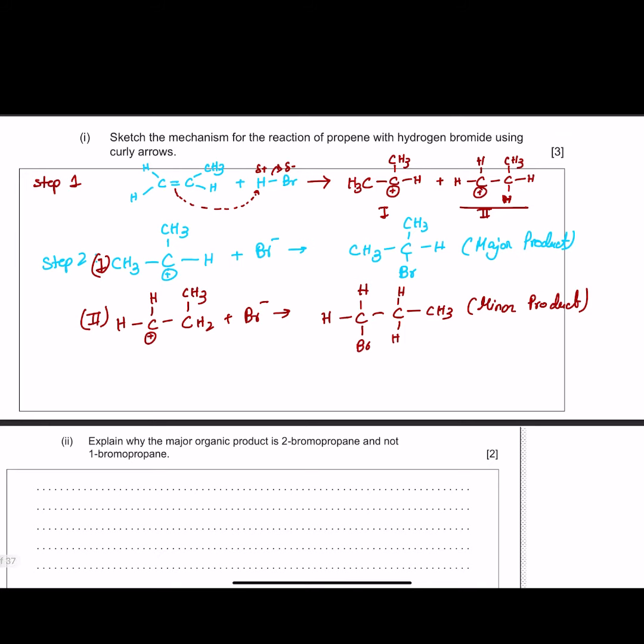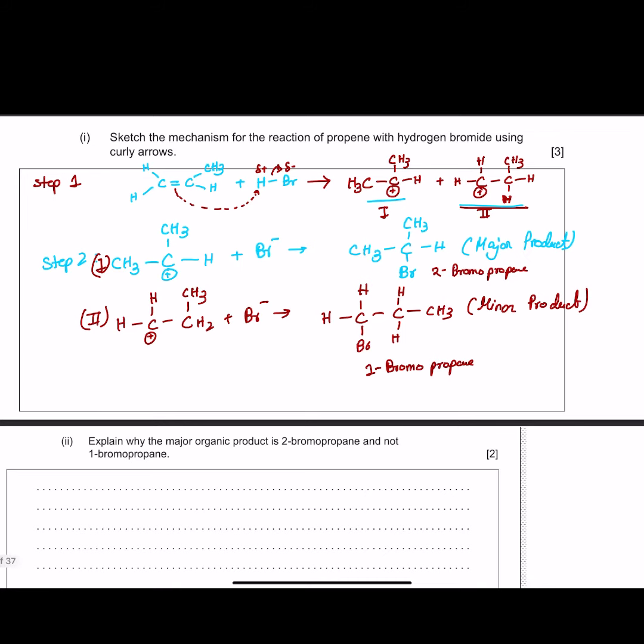Now in part 2, we have to explain why the major organic compound is 2-bromopropane and not 1-bromopropane. Here this is 1-bromopropane, and this is 2-bromopropane. Now we have to explain why 2-bromopropane is a major product. This is because of these carbocations which are formed after step 1; we have to check the relative stability of these carbocations. The one which is more stable will yield the major product.